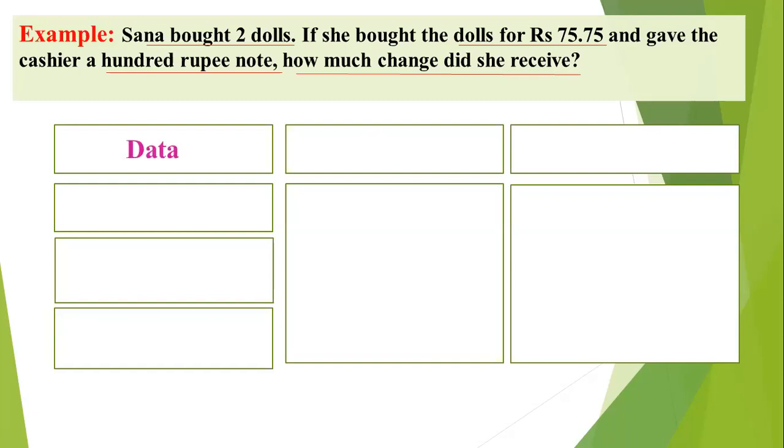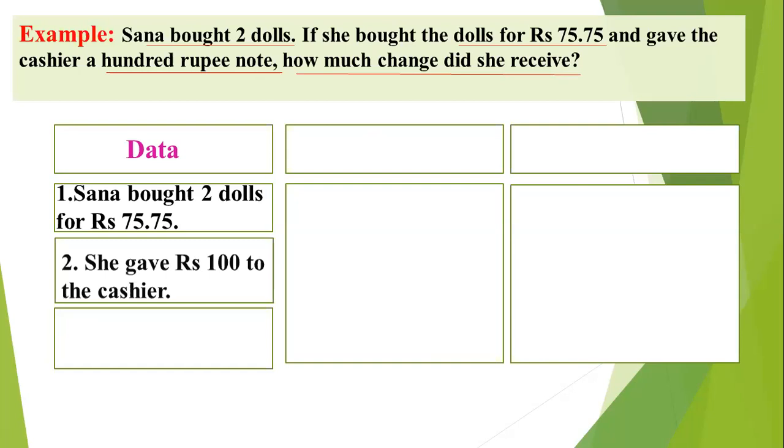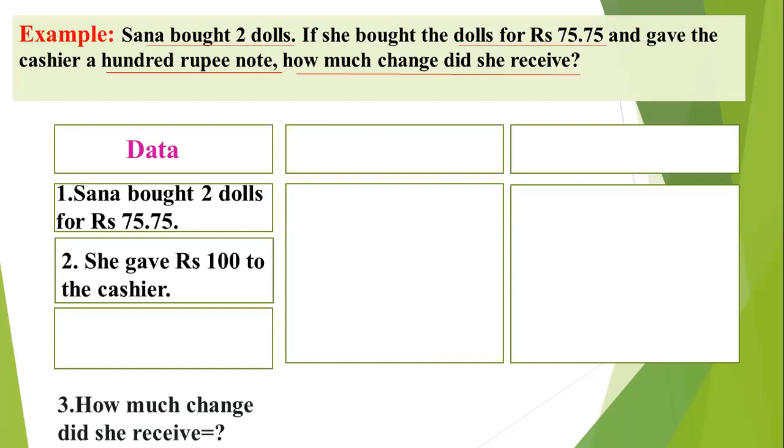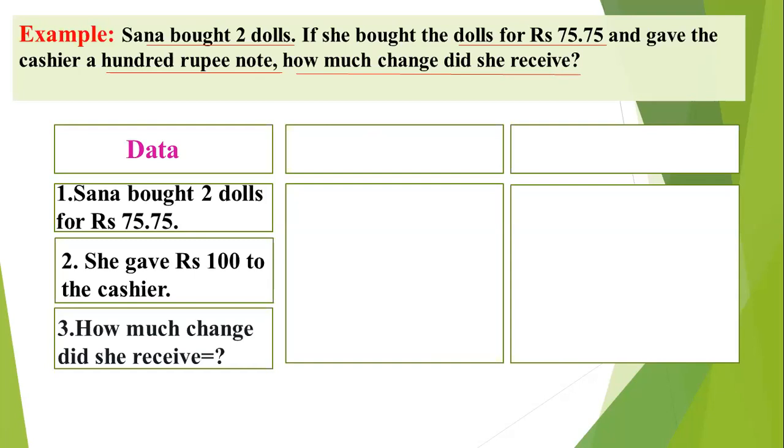Step 1. Write down the data. Read the question and first come first. Sana bought 2 dolls for 75 rupees and 75 paisa. She gave a 100 rupee note to the cashier. How much change did she receive? We have to find it out. So we have put a question mark here.